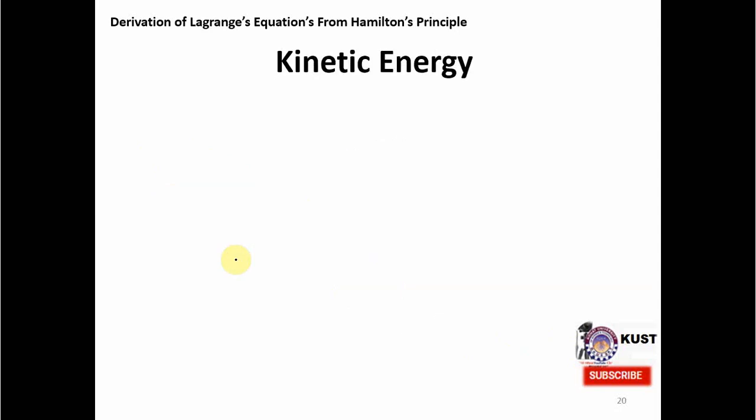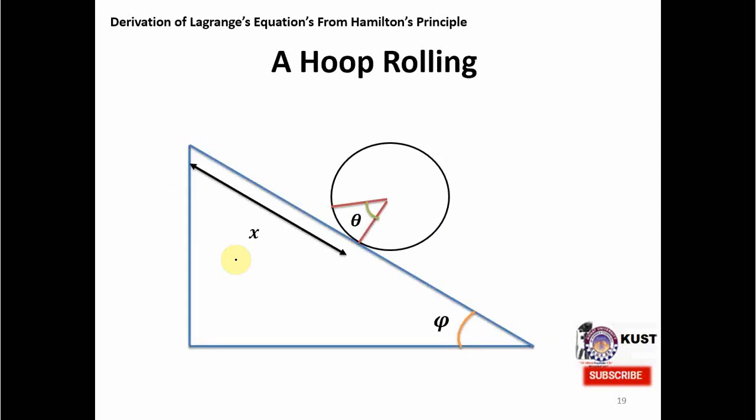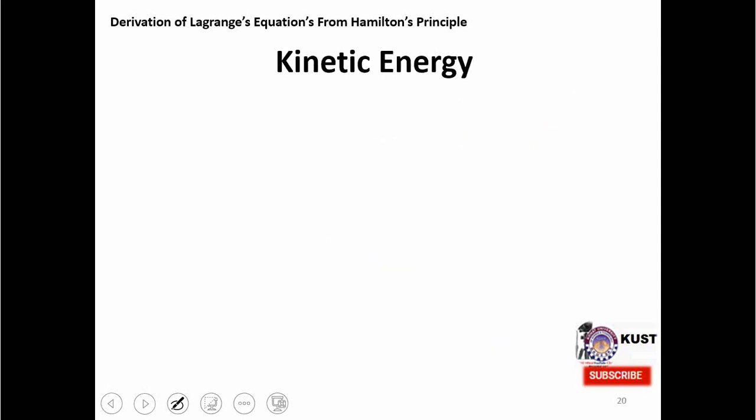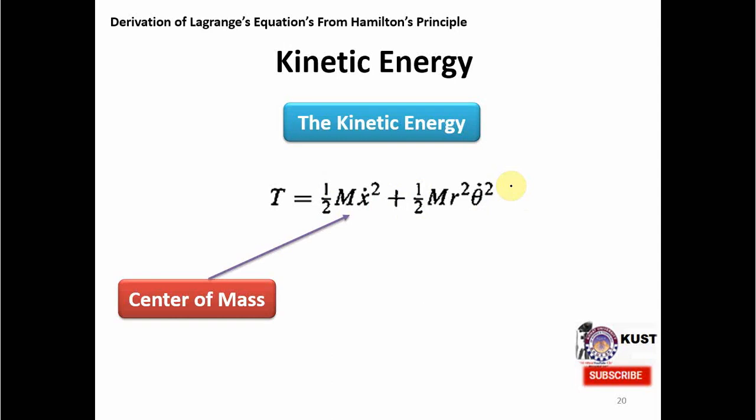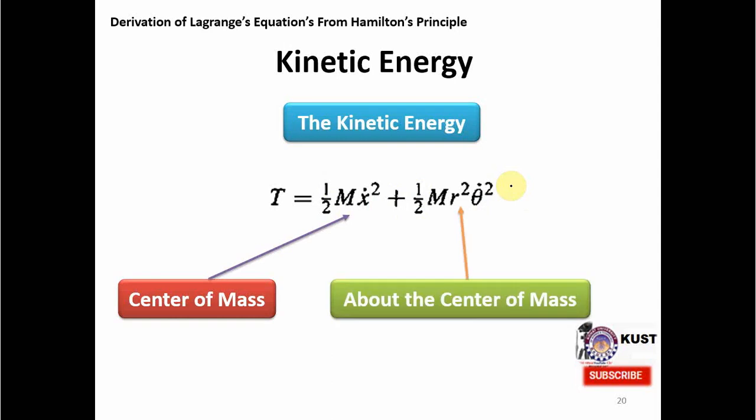And now our Lagrangian, as you know, our function L is equal to T minus V. So let's calculate the kinetic energy and potential energy terms. For the kinetic energy term, because we will go to the center of mass coordinates, the kinetic energy is half m x dot squared plus half m r squared theta dot squared. This first term is the center of mass motion, and this is the motion about the center of mass. So we have included both terms in the kinetic energy.